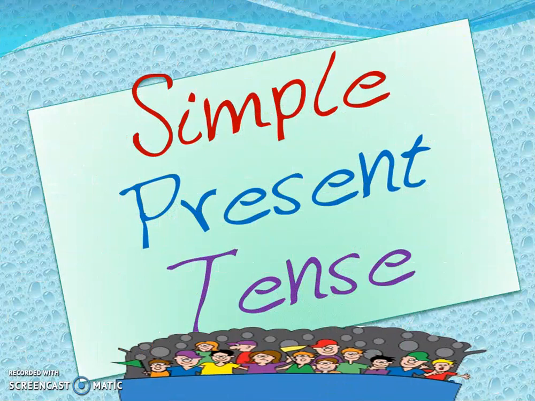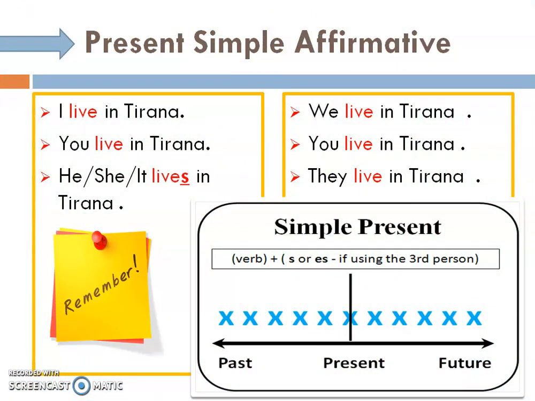Let's move now to the simple present tense review. How do we form it? Present simple first form is affirmative or positive one. It's very simple when we use the base form of the verb for all persons, and only the third person singular we add s or es.